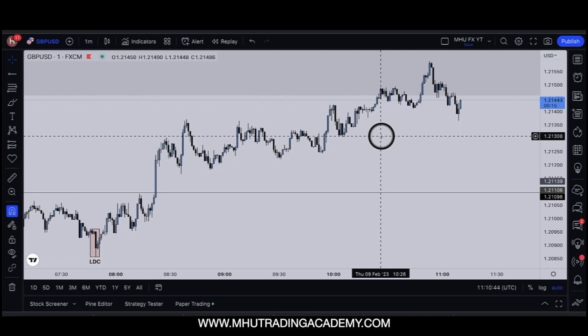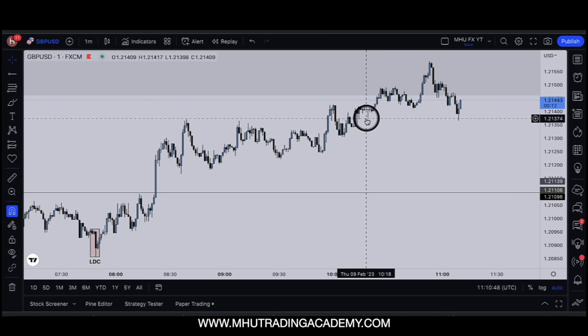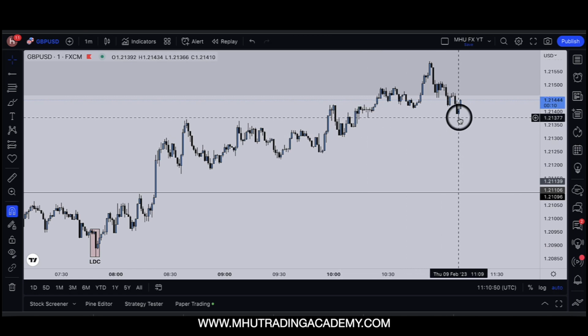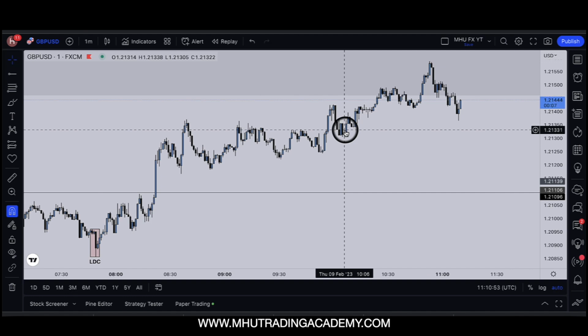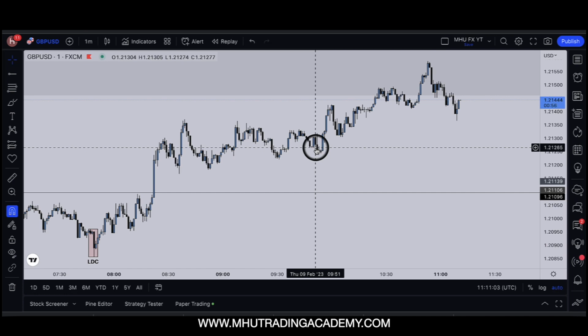The rest of the position has just been stopped out in profit. My stop loss was just beneath this low here. You can see it got tagged down here, and so the trade is completely done. So this is the power of using institutional candles. If you want to check out that series, the link will be in the cards right now.